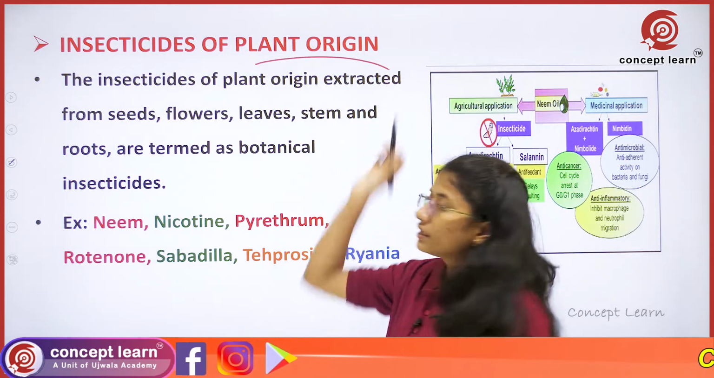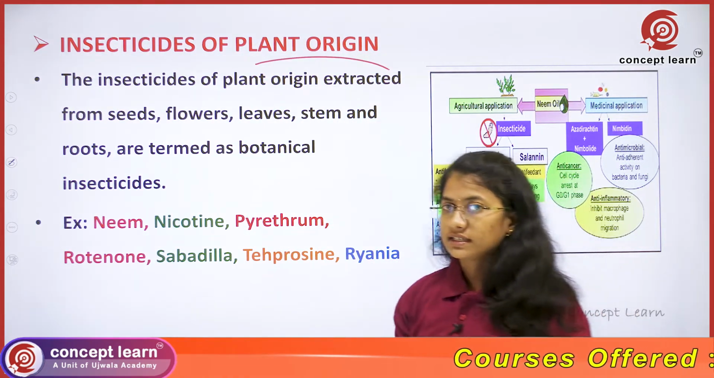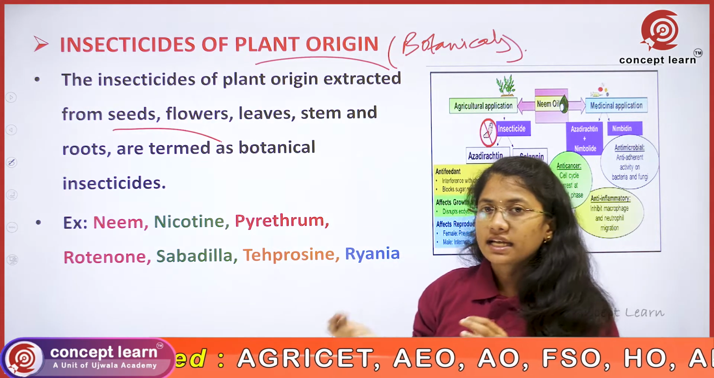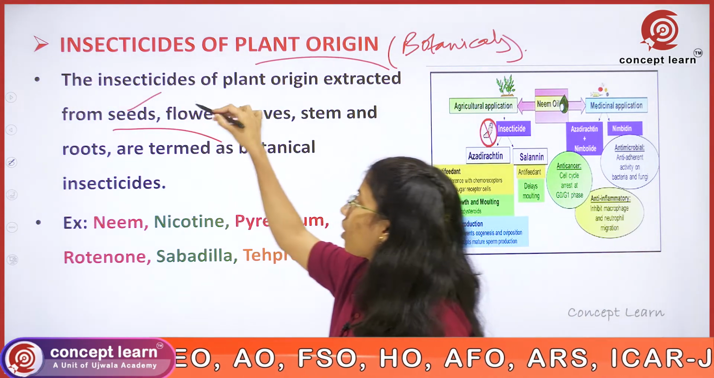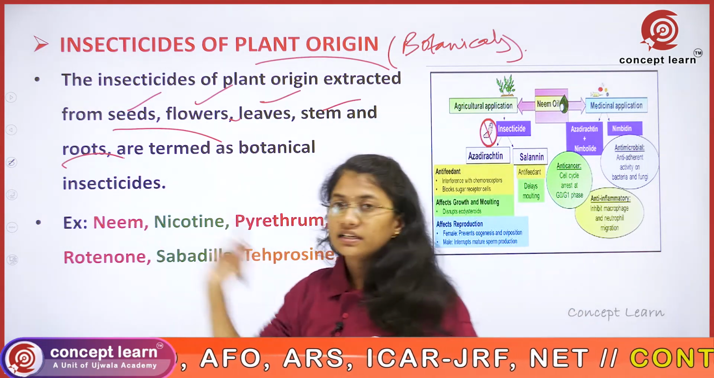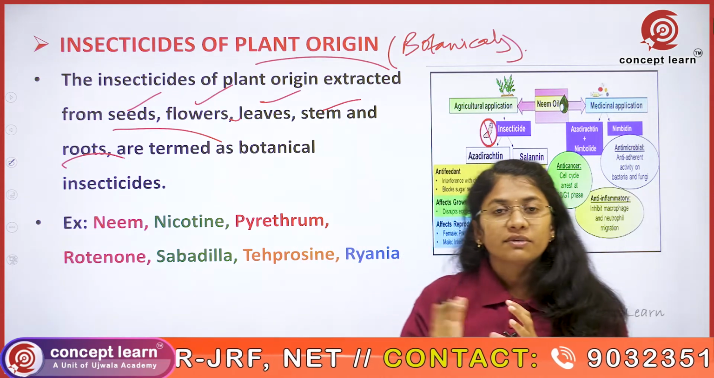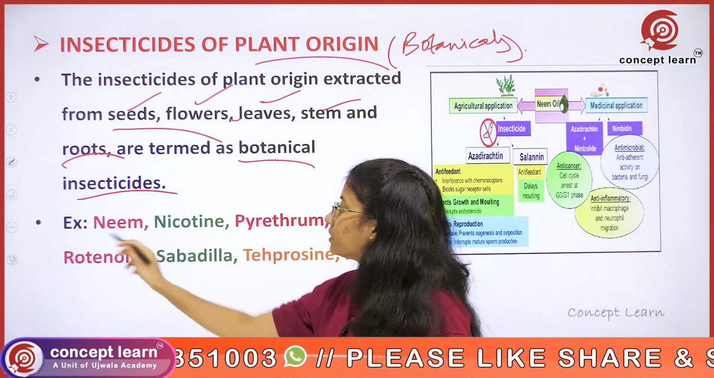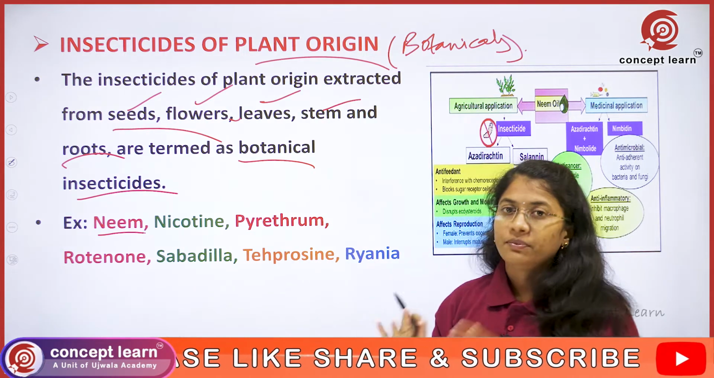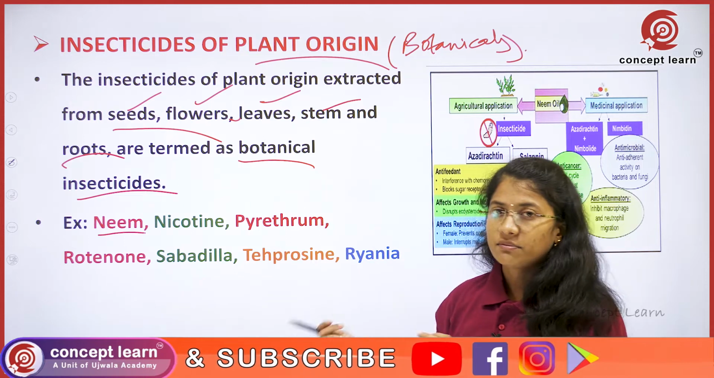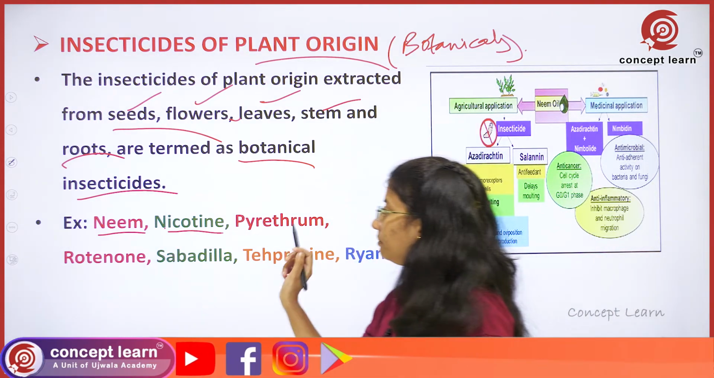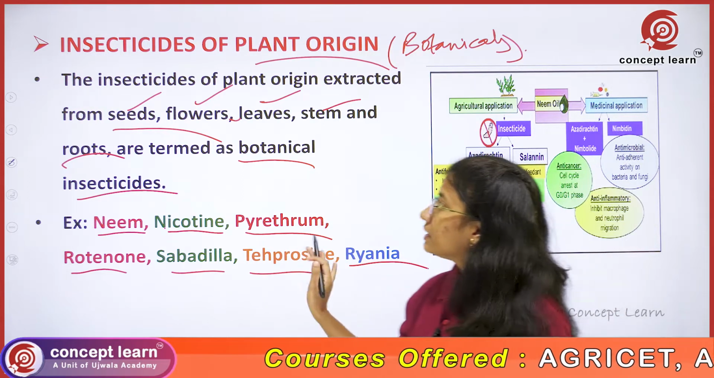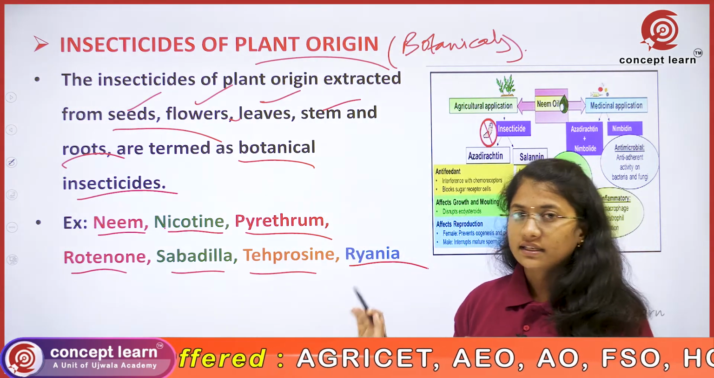Now we shall see one by one which come under these organic insecticides. First, consider the plant origin, that is, the botanicals. Plant origin means they can be extracted from any part of the plant, like the seed, the flowers, the leaves, the stem and even the roots. As these are extracted from different parts of the plant, they are known as the botanical or plant origin insecticides. These are the different plants from which we can extract insecticides: the neem, nicotine, pyrethrum, rotenone, sabadilla, tephrosia and ryania.